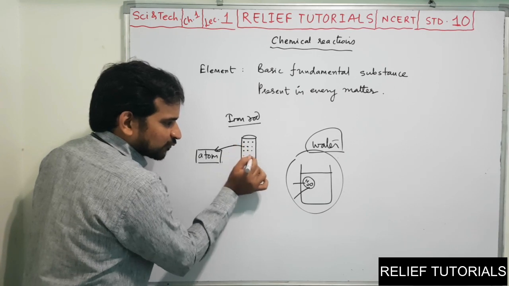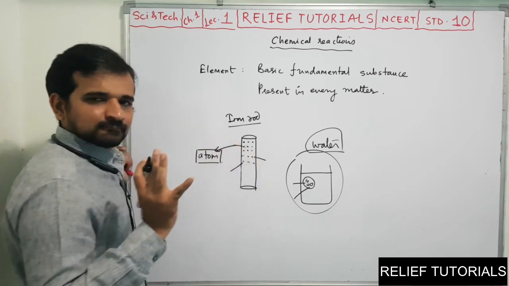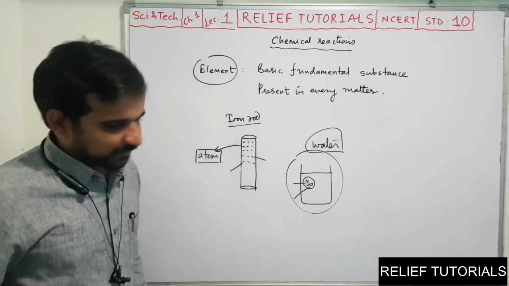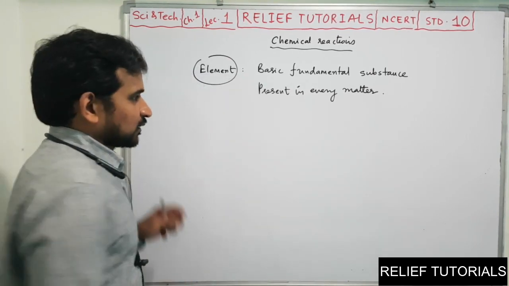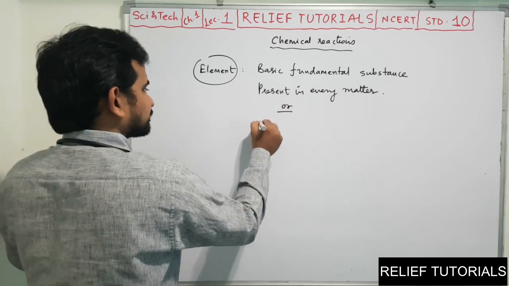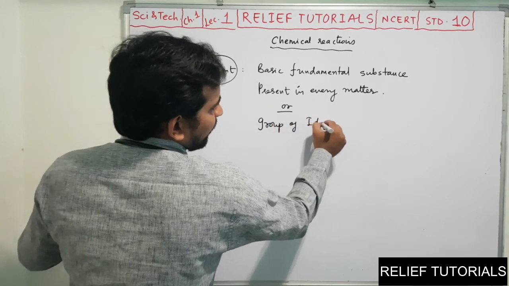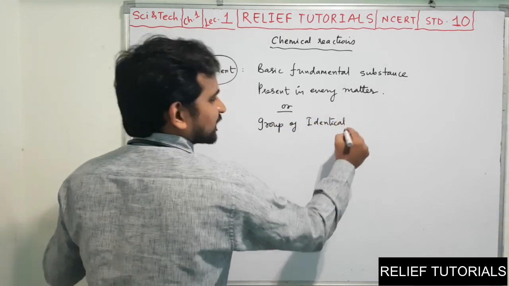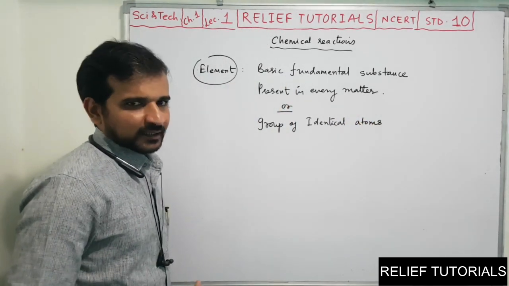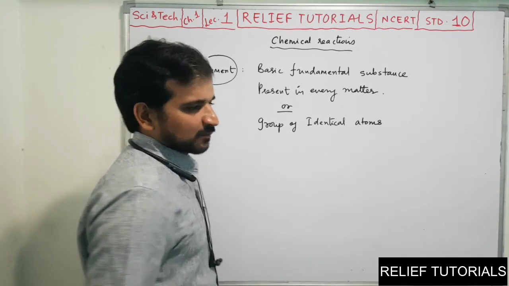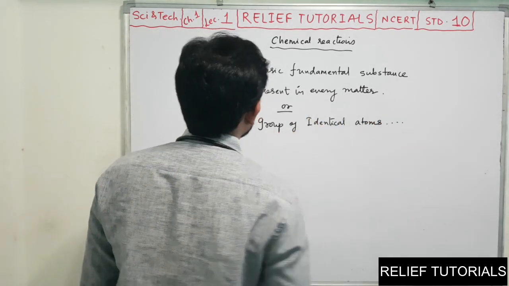If you study this one, this one, this one, each and every atom will be same. So element has another definition based on this: it is made up of only one type of atoms. Another definition: group of identical atoms. Identical means similar type of atoms which have similar chemical and physical properties. So group of identical atoms is also called as element.